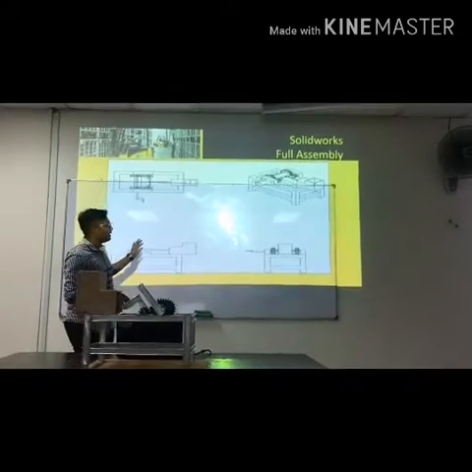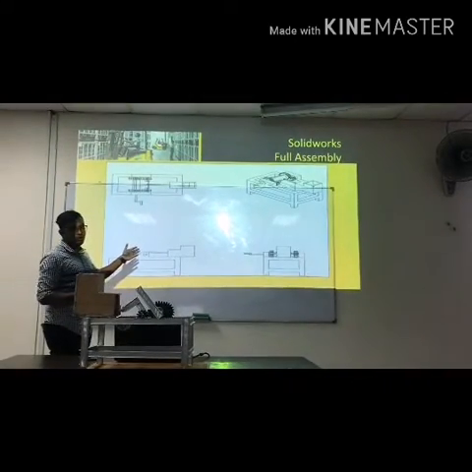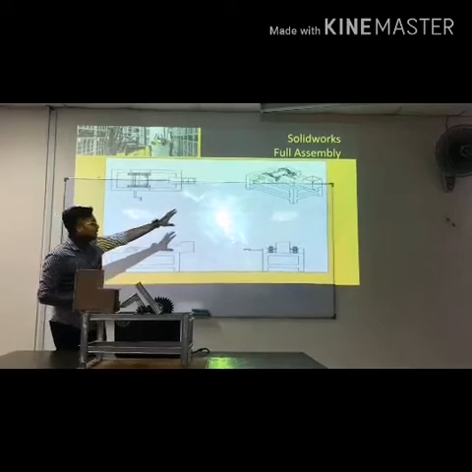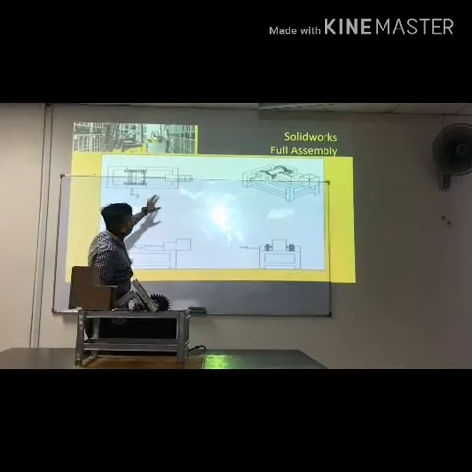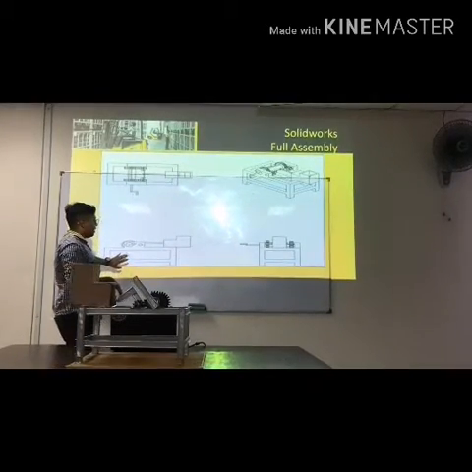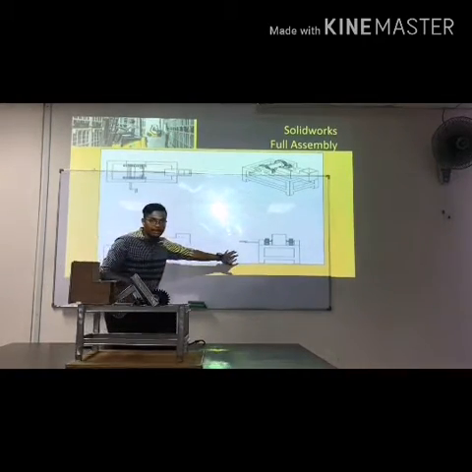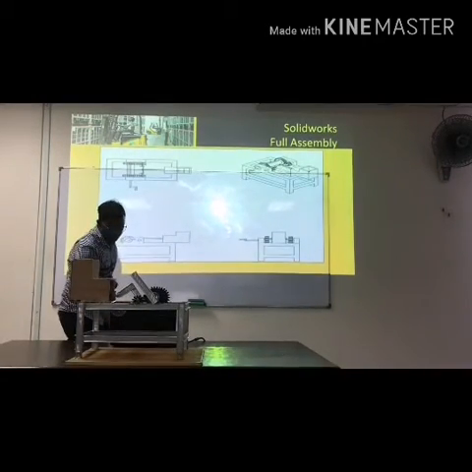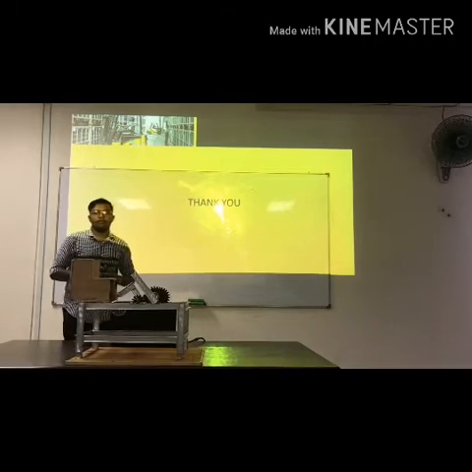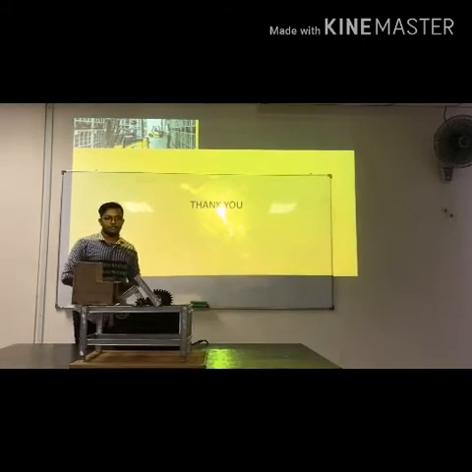So this is the design that I've made through SolidWorks version 2017. That's the isometric view of the machine. This is the top part, this is the front part, and this is the right side part. That's all from me. Thank you so much.